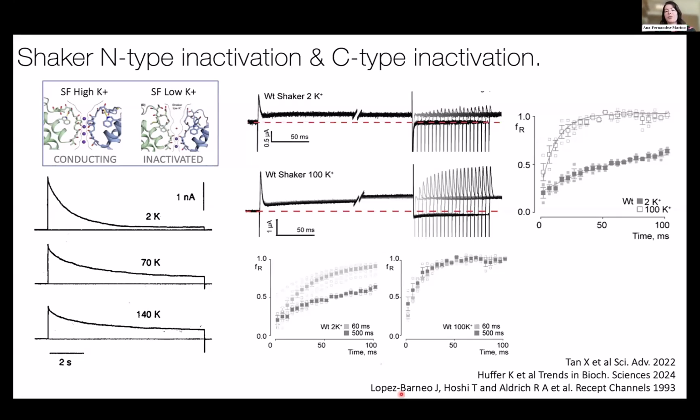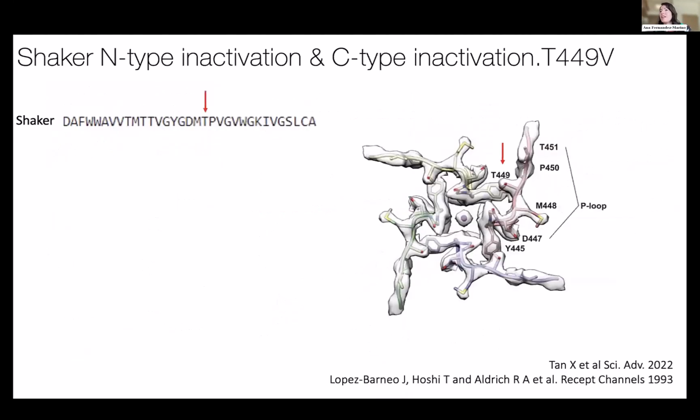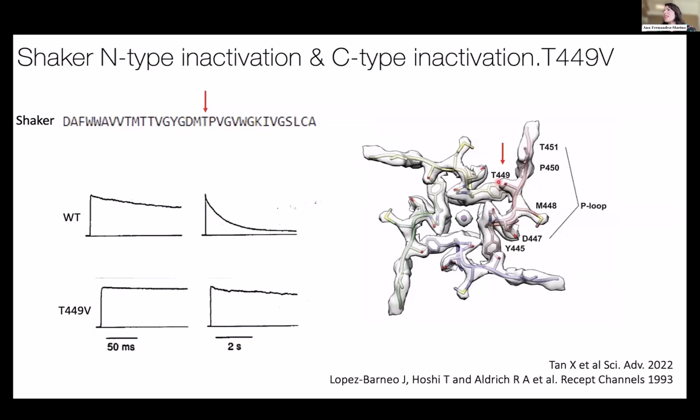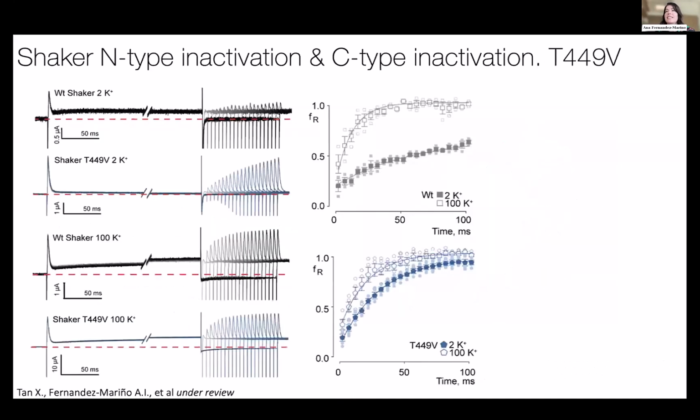Then, because we wanted to ask more about the relationship between C-type and N-type inactivation, the next thing I did was to introduce T449V. T449V is a mutation in the selectivity filter that stabilizes the open state and slows down C-type inactivation dramatically. So if C-type inactivation is involved in the mechanism of the recovery from N-type inactivation, then this mutant should recover faster than the wild type, regardless of the potassium concentration, right? And that is exactly what I saw.